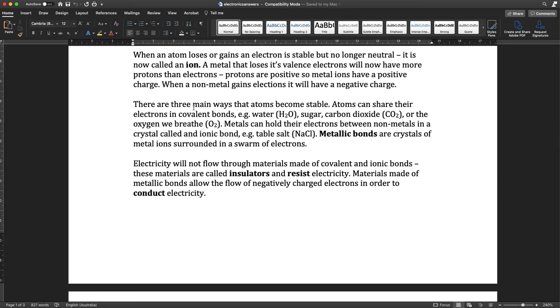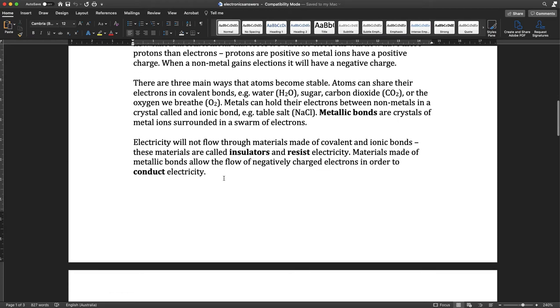A metal that loses its valence electron, well, if you lose an electron, you're now less negative. If you're less negative, you're positive. Whereas non-metals gain electrons, and electrons have a negative charge, so if you gain an electron, you're going to be negative. Does that make sense? Metal ions, they're positive. Non-metal ions, they're negative. They have a negative charge.